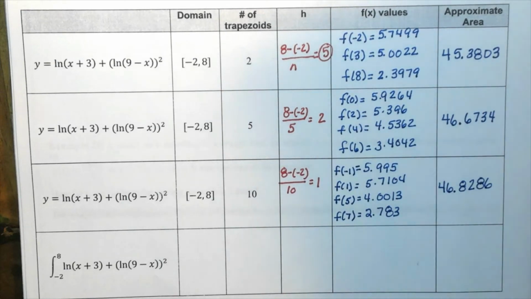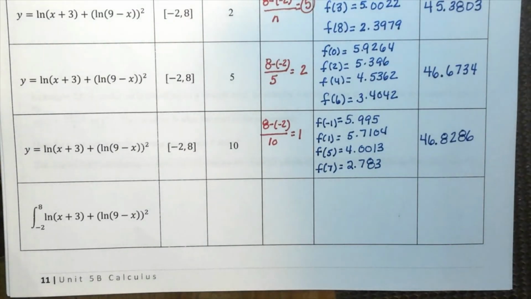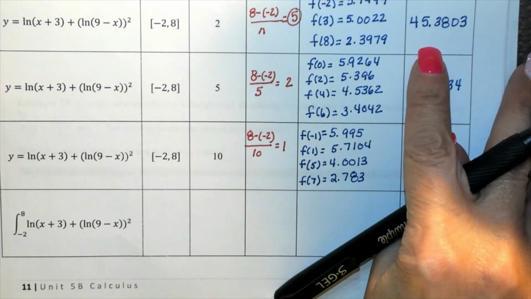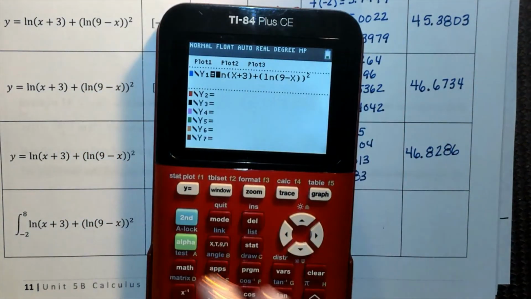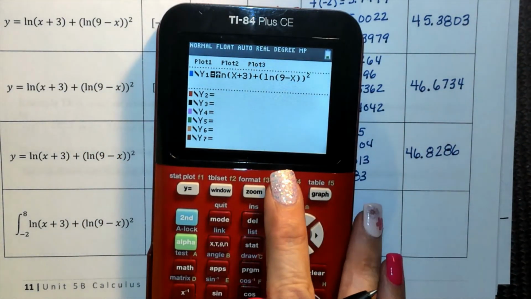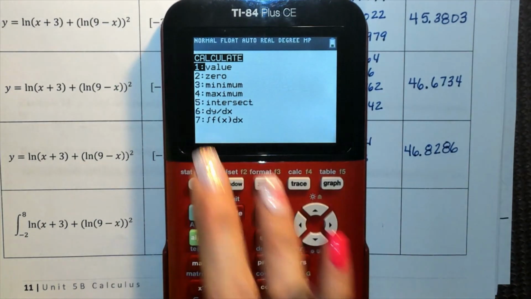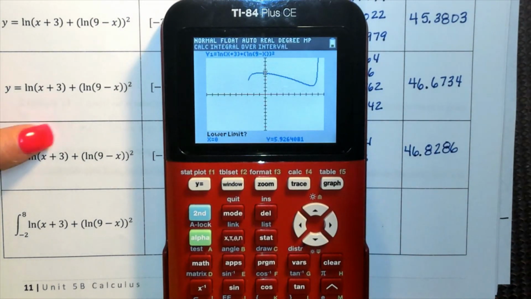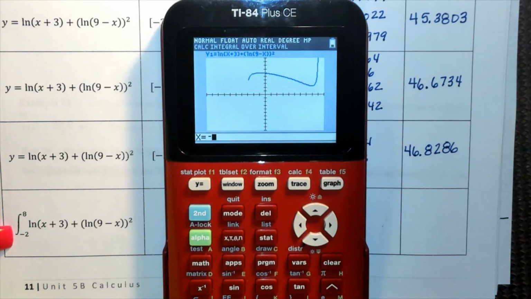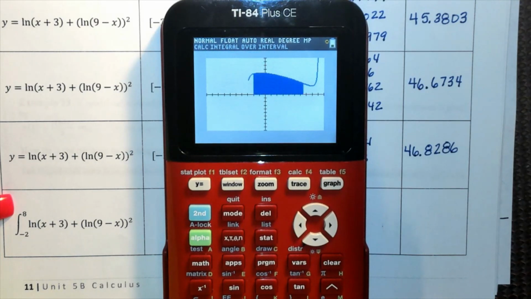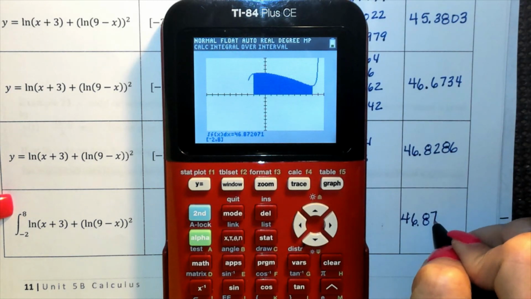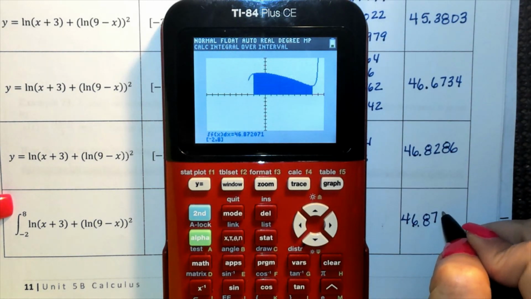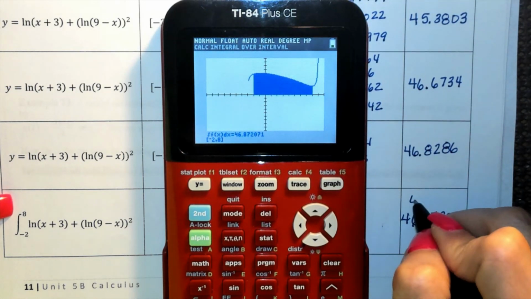Now we're going to actually do the exact. We've got all these estimates, and you can see when we only had 2 trapezoids. But look, these are a little bit closer. So here we go. We're going to go to y equals. We're going to second calculate the area under the curve, number 7. Our left boundary is -2. Our right boundary is 8. There it is. The exact is 46.872071.